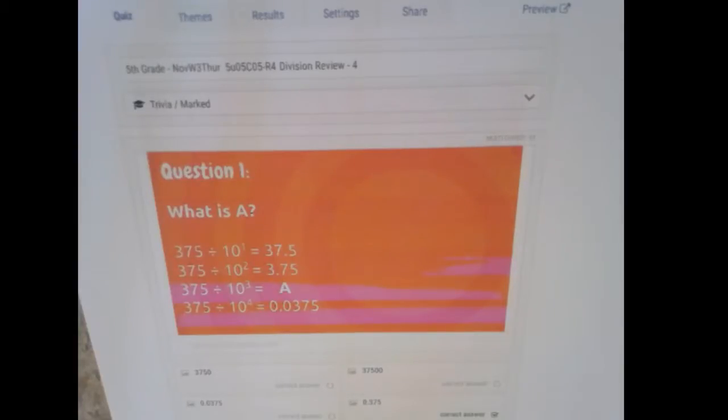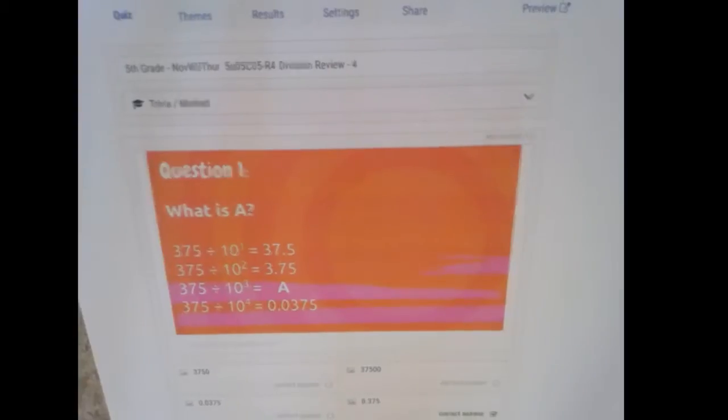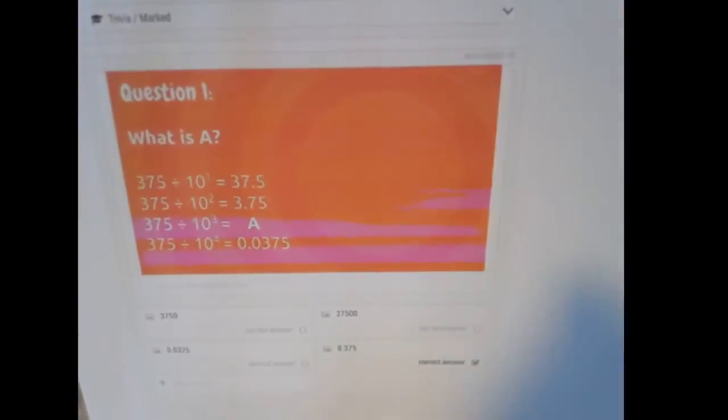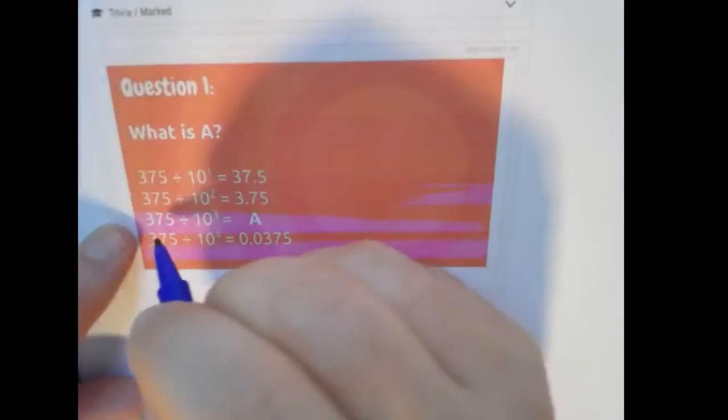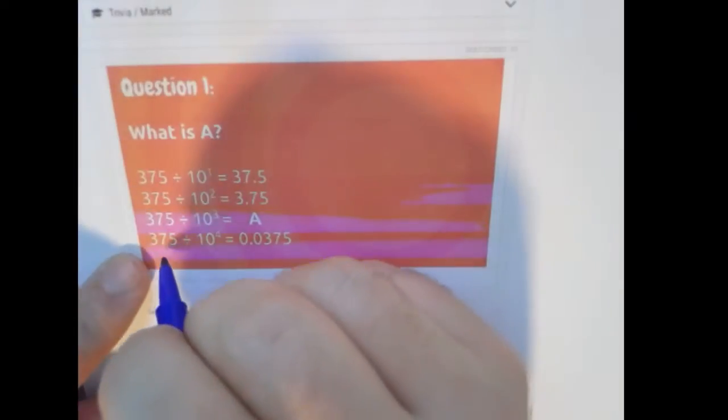And what we see here is we have to figure out the pattern, right? So we have 375 divided by 10 to the first power, 375 divided by 10 to the second, 375 divided by 10 to the third, 375 divided by 10 to the fourth. What is the pattern that we start to see?